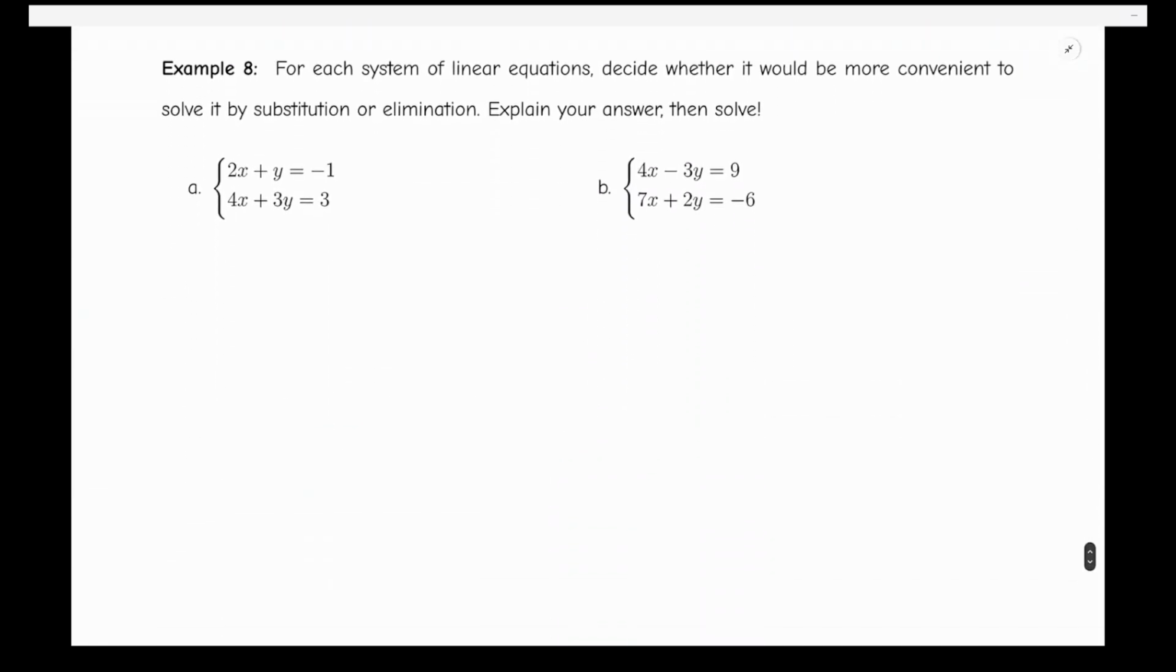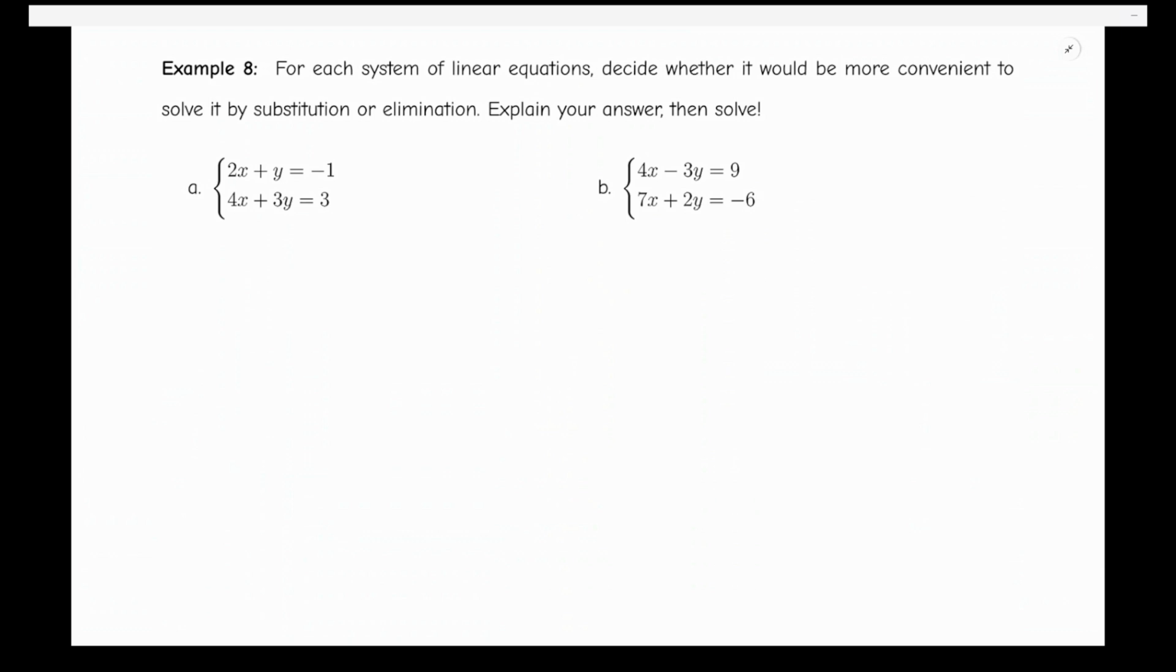Example 8. For each system of linear equations, decide whether it would be more convenient to solve it by substitution or elimination. Explain your answer, then solve. So, in my opinion, elimination is always easier if it's in standard form, and substitution will only be easier if one of the equations starts out already solved.